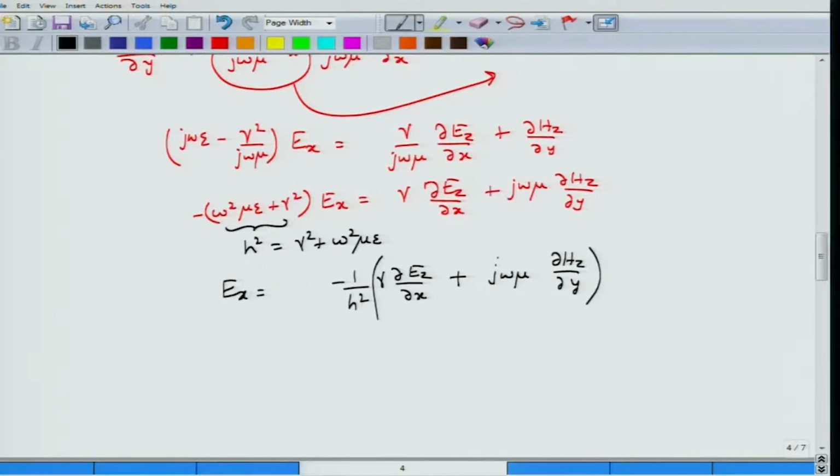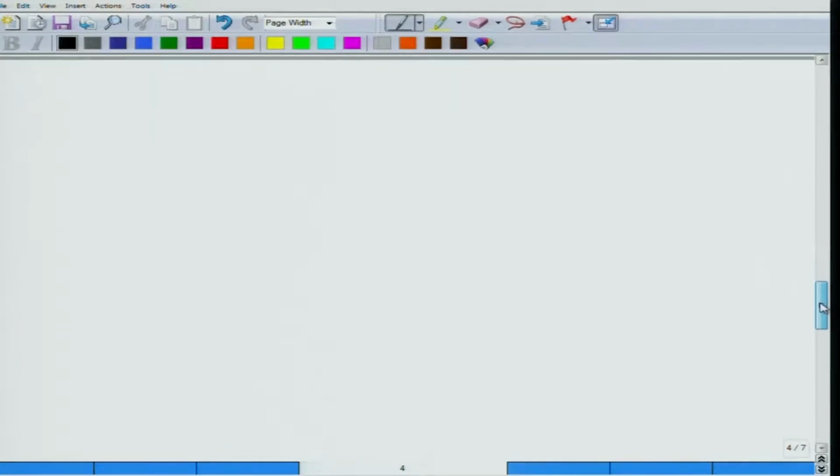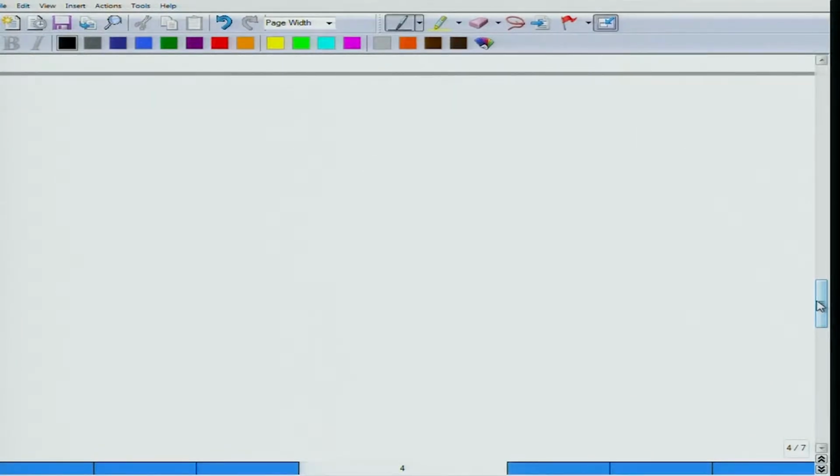So it is very clear that Ex has been expressed in terms of, or proportional to, some functions of Ez and Hz. So our objective has been achieved for Ex. Now you have to do this procedure for Ey, Hx, Hy. Rather than doing all of that, I will simply give you the values. You can check for yourself. All you need to do is find a corresponding component, find another equation, substitute, rearrange those equations, and you will be able to obtain Ey.